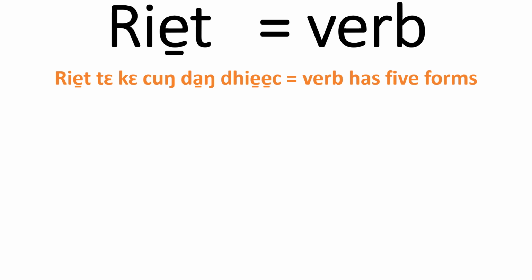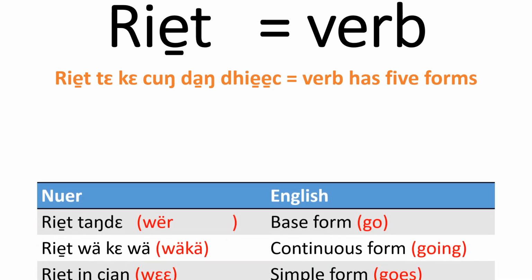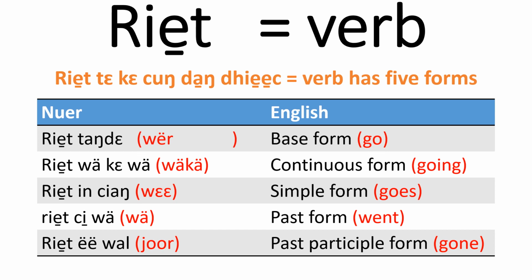A verb has 5 forms. What are the 5 forms of the verbs? Let's see. The first one in Nuer is Rietangda, or the definite or the base form of the words. For example, I use the word go. The word go has 4 other forms.